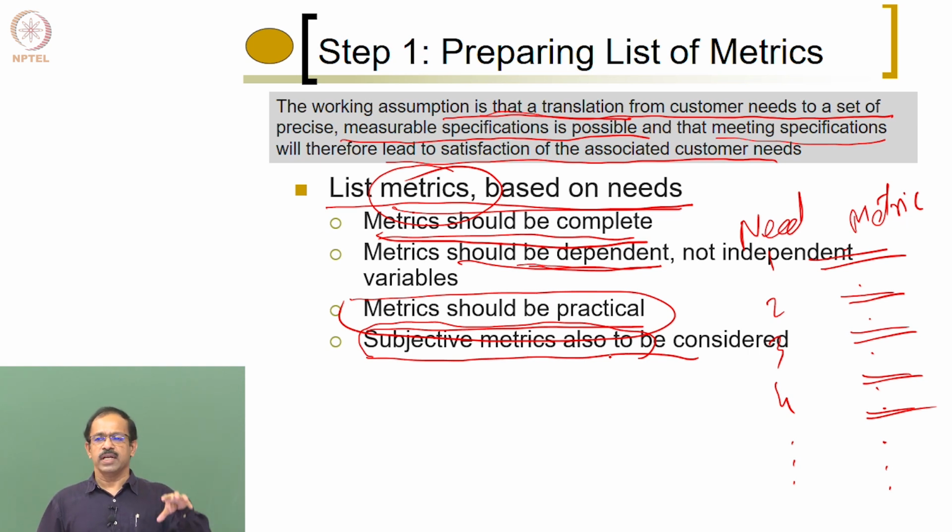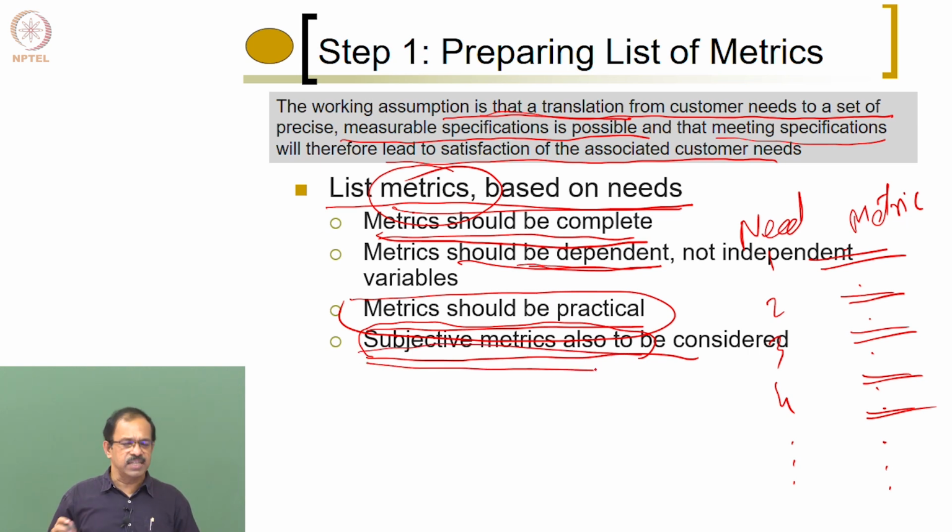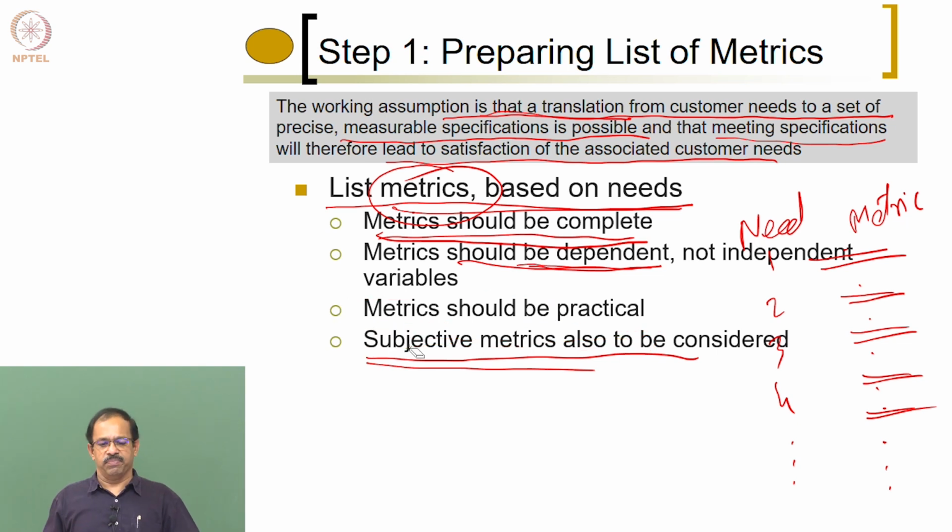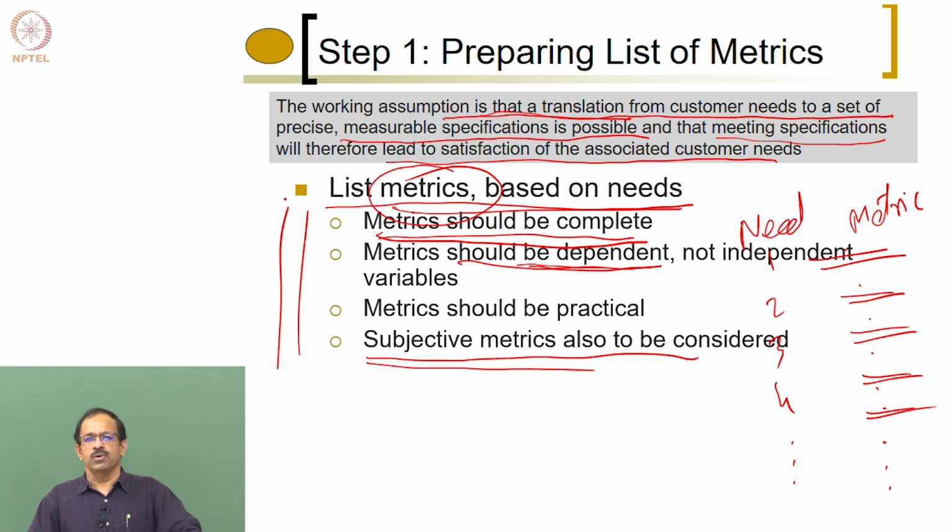So we can actually quantify it in some sense, saying very high, high, low, very low, like that. So in very special cases, you can consider a few subjective metrics, but you should be able to say how that can actually be utilized in the design. So these are the points to be considered when you choose a metric for customer needs.